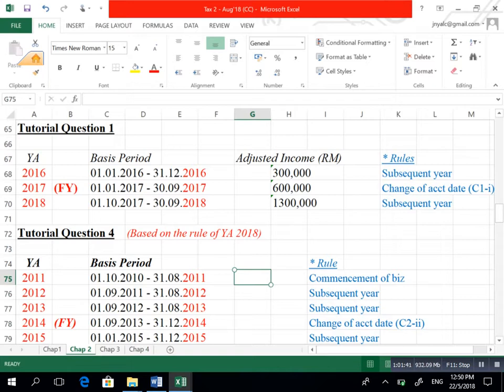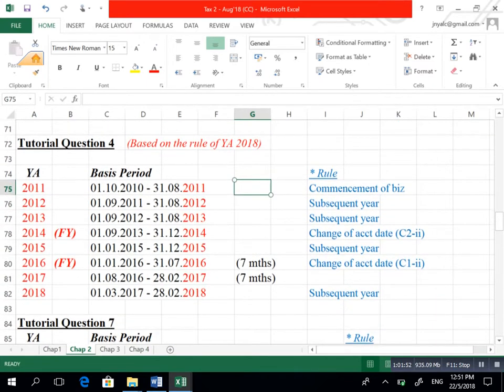Okay, then look at question 4. Because question 4 has many previous years in here, that's why I asked you to base it on the rules in 2018. Because 2012 and 2014 and before, the rules are different. Just assume that we are using the same rules. Okay? So this is your question 4 answer.